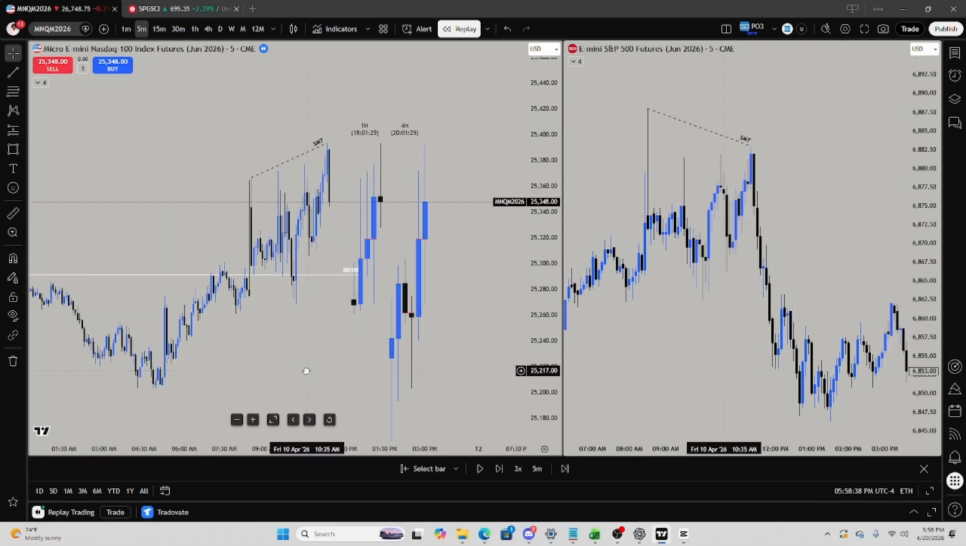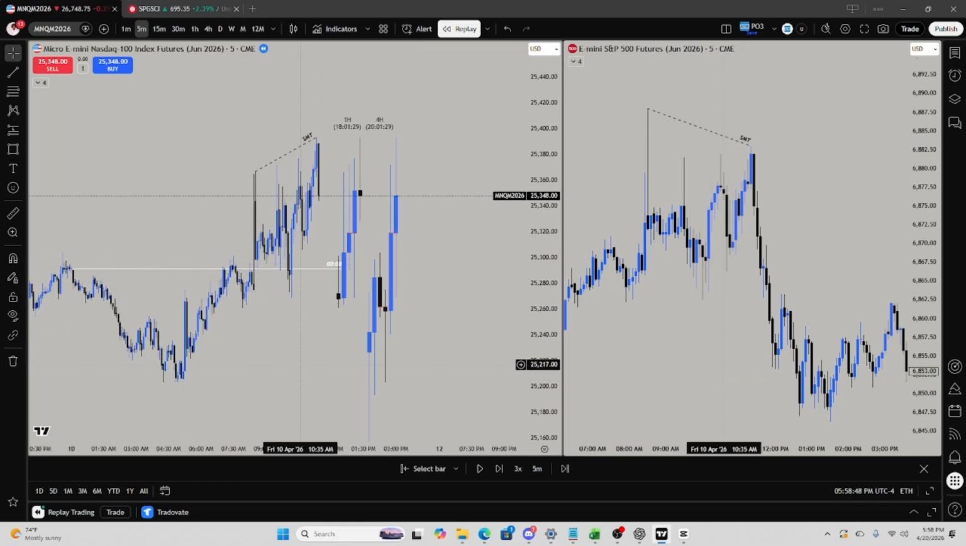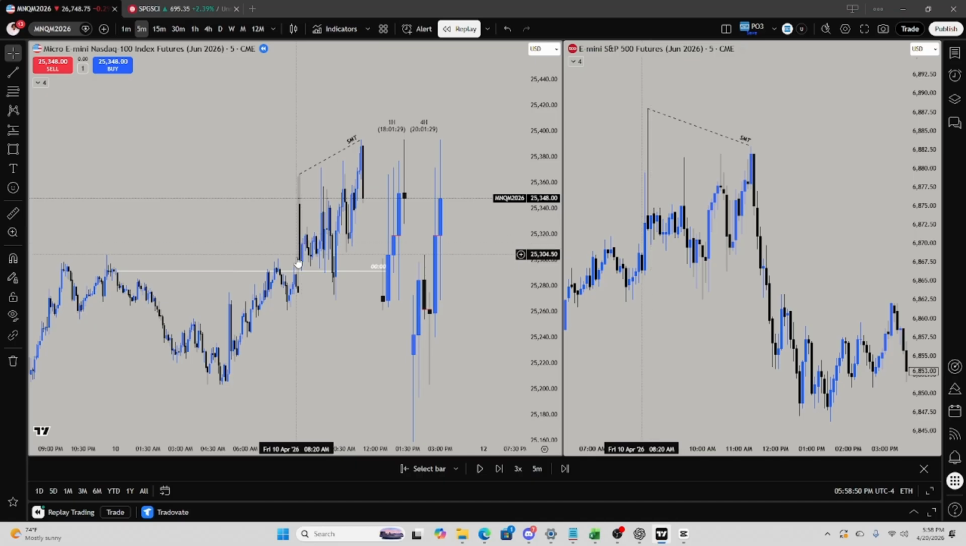All right, so in this example here, we have our SMT divergence, right? Our SMT divergence. NQ took this high where ES fell short. We also want to see where midnight price is, okay? So we see 930, let me see, this 930 candle was here, okay? This was our 930 candle right here.